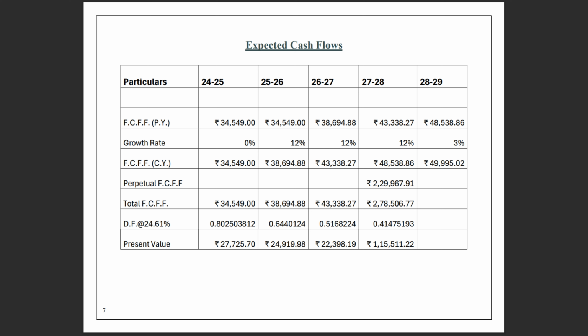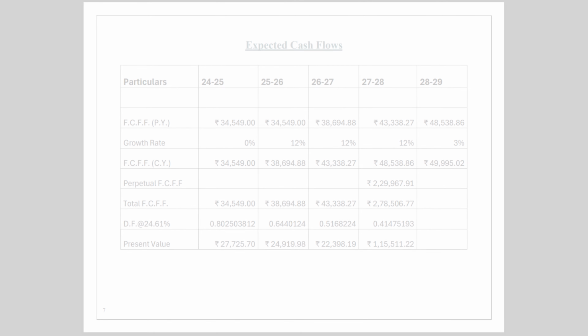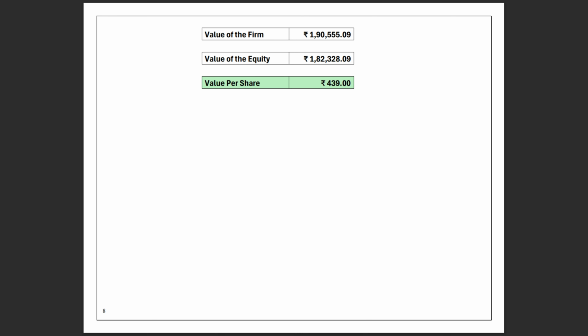The total present value of all the future cash flows forms the value of the firm, which comes to 1,90,555 crore. Here we will net off the value of the debt and we will get the value of equity, which comes to 1,82,322 crore. Now this number will be divided by total number of equity shares issued by the company. Here we will get the value per share, which comes to rupees 439.